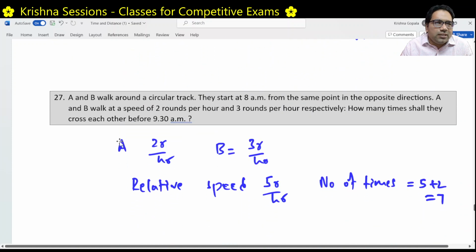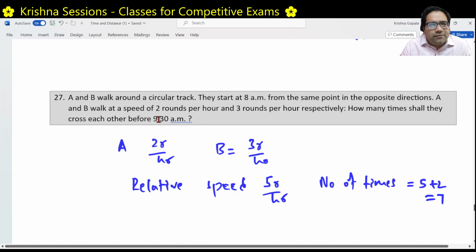Okay, let's see. A and B walk around a circular track. They start at 8 a.m. from the same point in opposite directions. See, it is opposite directions. Now here A and B walk at a rate of 2 rounds per hour and 3 rounds per hour respectively. How many times do they cross each other before 9:30 a.m.? What is the relative speed here? A and B, they are 2 plus 3 rounds, that is 5 rounds. The relative speed is 5 rounds. That means every hour they will meet 5 times.